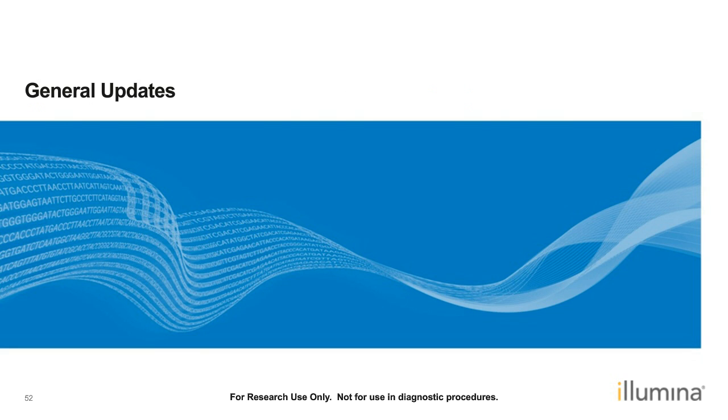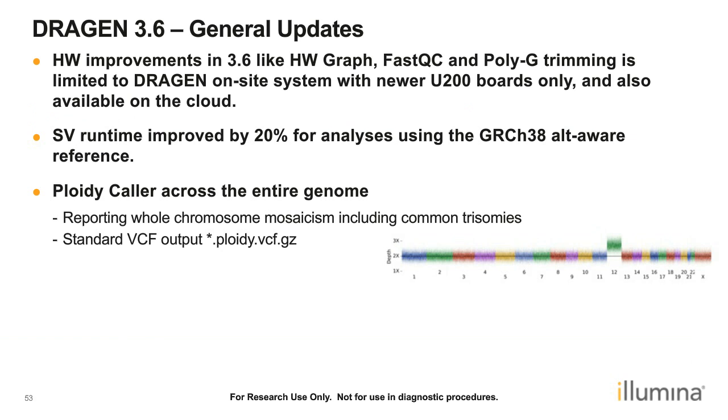So once again, I think I'm on the last slide now, just reiterating that the hardware updates are specific to the U200 boards, which are some of the newer boards that we've been shipping for the last 18 months or so. And also it's available in the cloud. So all the cloud users can take advantage of the speed up and some of these new features. There is a general update on the runtime for structural variants. There is a speed up of about 20% if you're using the GRCh38 alt-aware reference. So any analysis done for structural variants is sped up there.